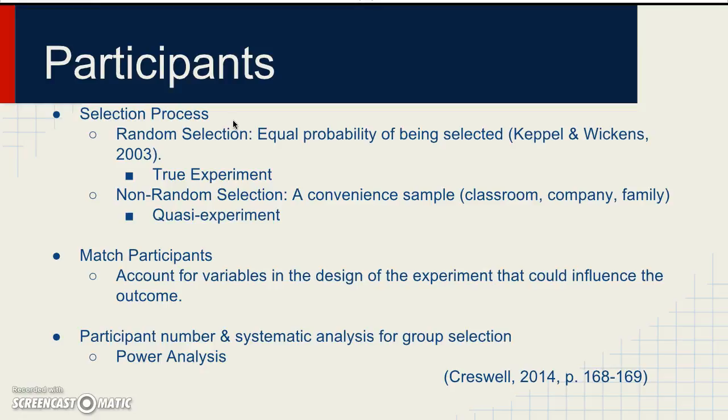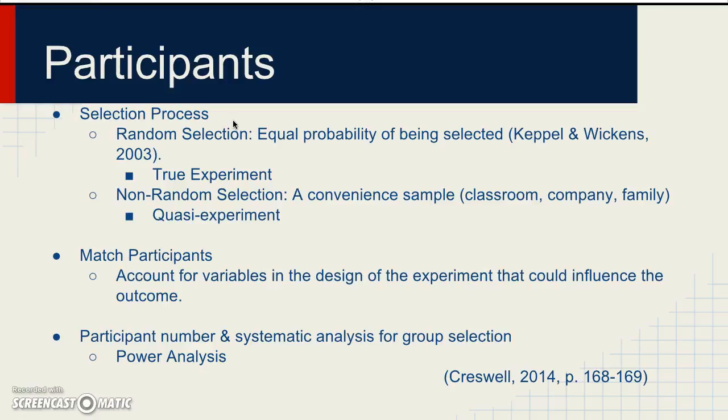The second way is a non-random selection, also known as a convenient sample. This is used in quasi-experimental designs where participants are selected from an already naturally formed group like a classroom. After individuals are selected, they are then put into 2 groups, a control or experimental. If they are randomly assigned, it's a true experiment, and if not randomly assigned, again, it is a quasi-experiment.